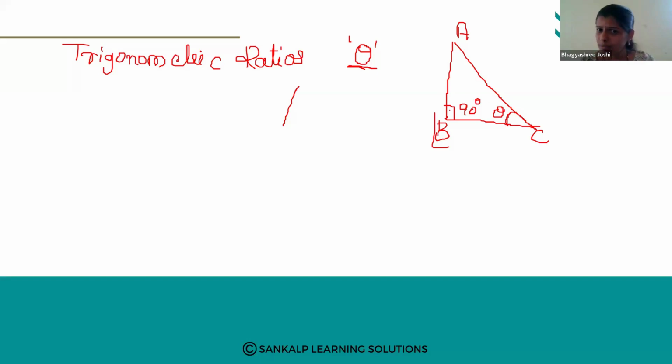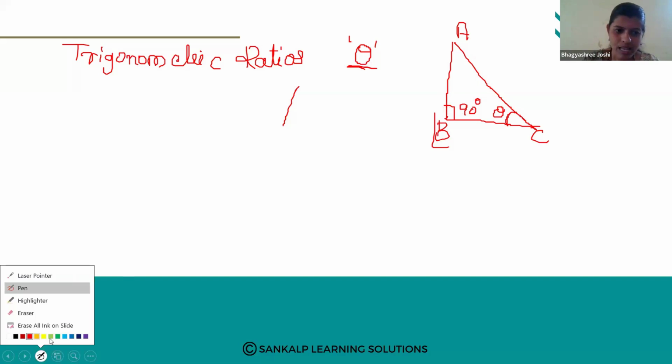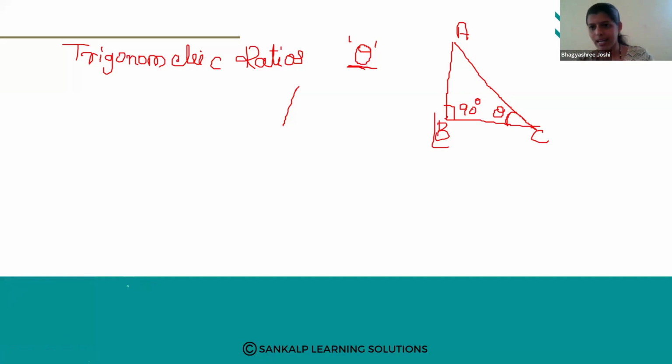Yes. So see, opposite of right angle, that is opposite of 90 degree, that side we call the hypotenuse. Right angle triangle, one angle is 90 degree, right? So opposite of that 90 degree, this side AC is the hypotenuse. So here AC is hypotenuse. Wait, I will change the color. Okay, so this is our hypotenuse, right?